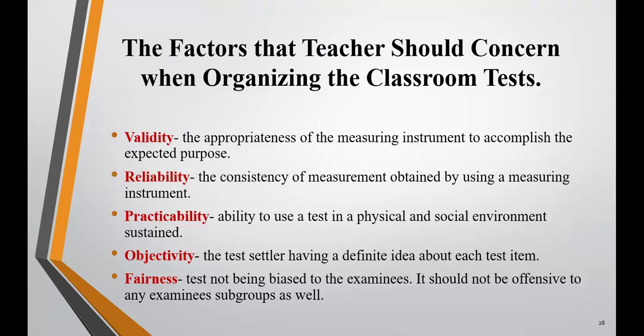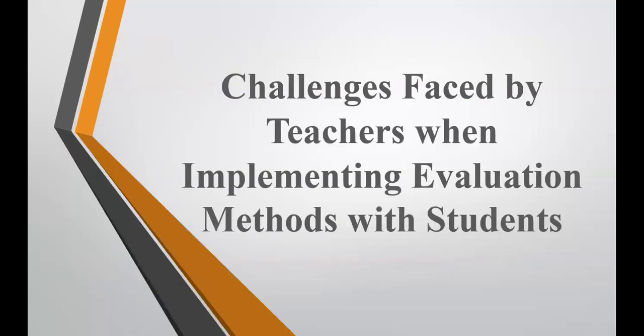Next one is objectivity. The test setter has a definite idea about each test item. Objectivity of a test can be increased by using more objective type tests. Next one is fairness. The test should not be biased towards the examinees. It should not be offensive to any examinee subgroups as well. I mean, the exam should be appropriate for all qualified examinees, irrespective of race, religion, gender, or age. Our next topic is challenges faced by teachers when implementing evaluation methods with students.